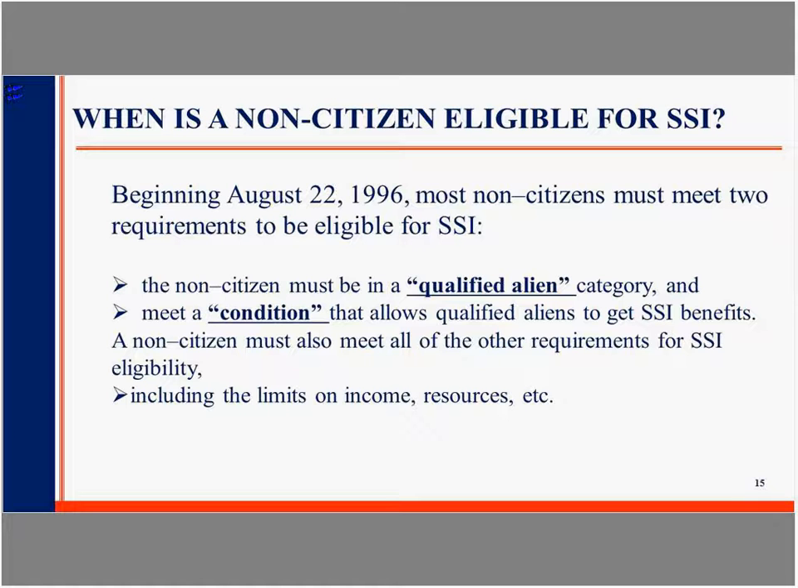Now, as of August 22nd of 1996, most non-citizens must meet two requirements to be eligible: to be in a qualified alien category, and they must meet a condition that allows qualified aliens to get SSI benefits. All of the other requirements apply, which is the income and resource limit. And so that you know, the income limit for 2016 for an individual is $733. For a couple, it is $1,100. The resource limit for an individual who is applying is $2,000. If they're applying as a couple, it remains at $3,000, and those resource limits have been the same for a while now.